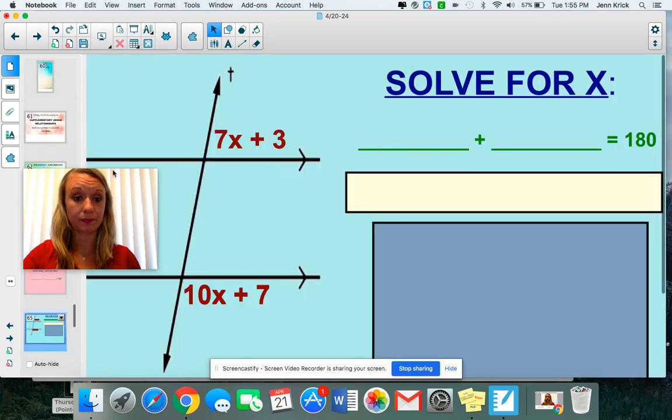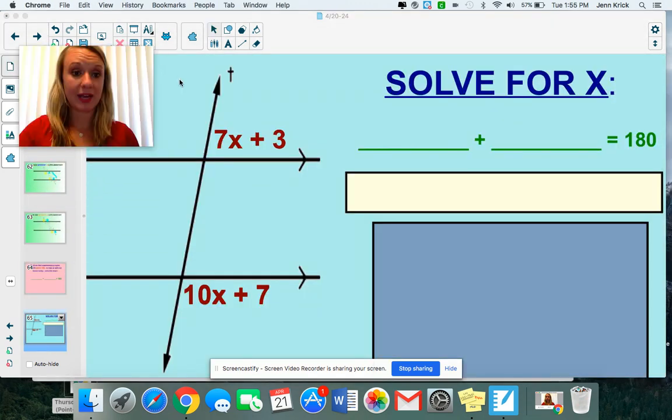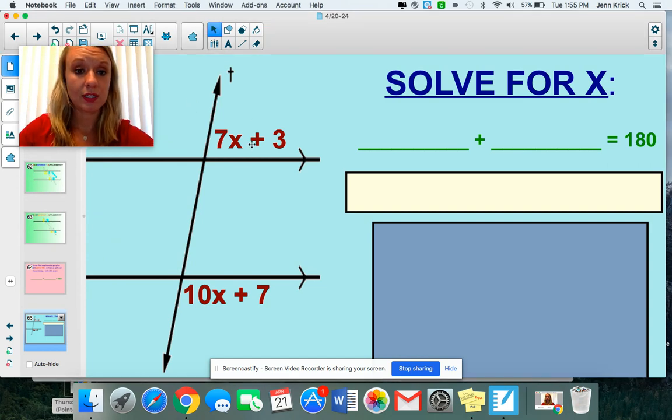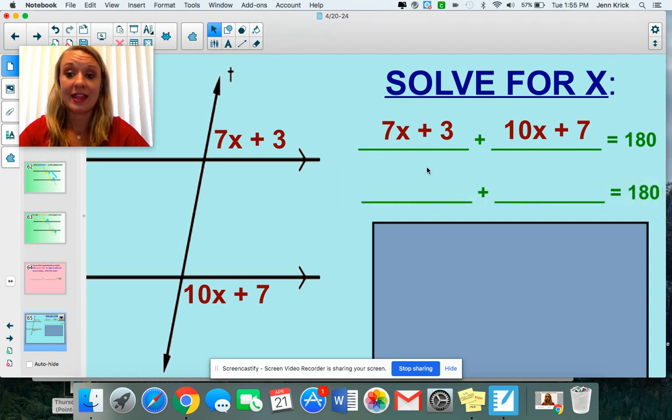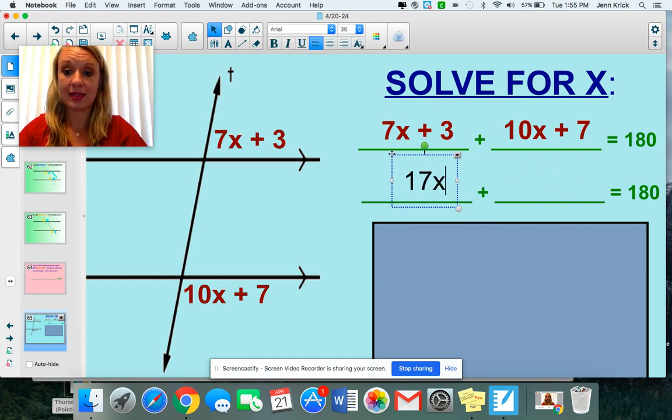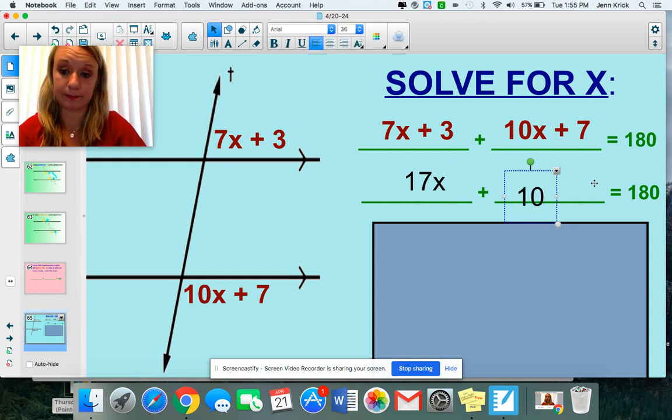Here we go. If I was looking at this diagram and I asked you to solve for x, you could tell me, all right, I know that both of these angles are on the same side and they're both exterior. If they're same side exterior, they're supplementary. They add up to 180 degrees. So if you were filling in this little format, you can put both expressions, add them up to 180 degrees. Then we need to combine our like terms. So 7x plus 10x gives me 17x, and then 3 plus 7 gives me 10.